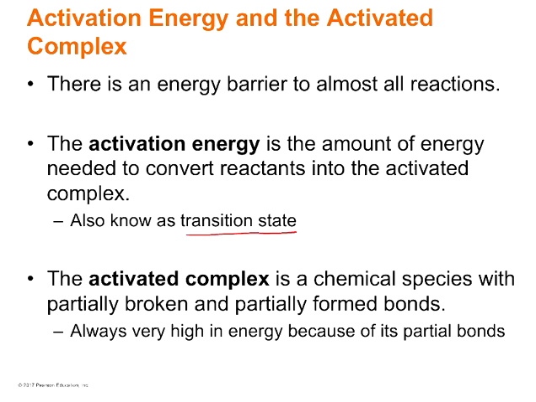And the activated complex will have partially broken and partially formed bonds. And due to those partially broken and partially formed bonds, the activated complex is always really high in energy. So another way to think of it is it's pretty unstable, so it's going to have a lot of energy associated with it. But then once you form the products, it becomes more stable, and the product should be lower in energy as a result.